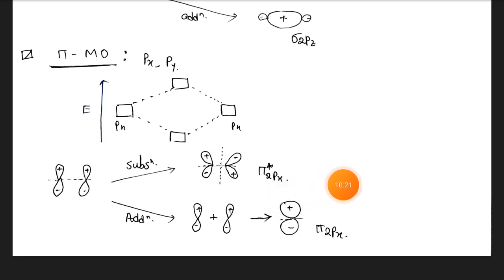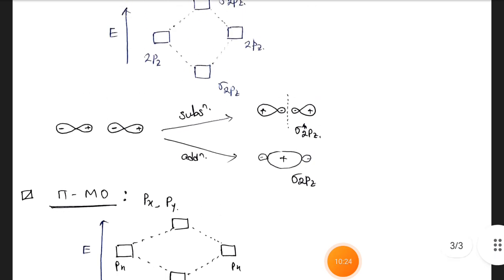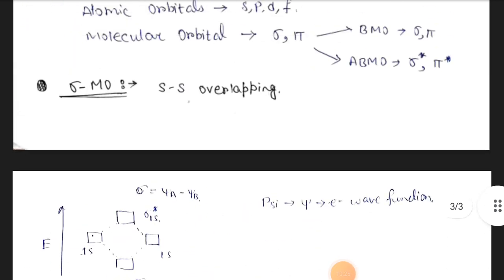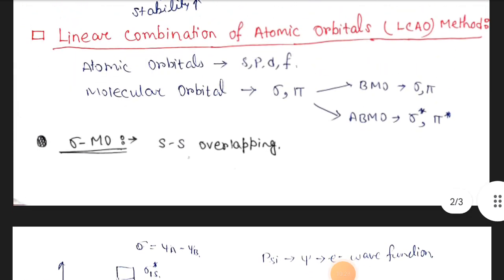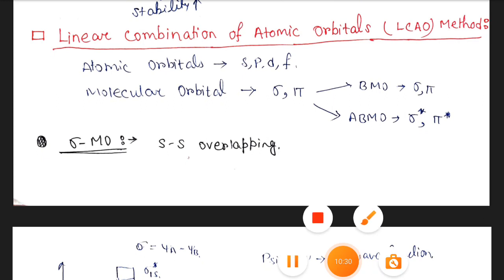So basically these are the LCAO, the linear combination of atomic orbitals. The reasons or conditions I will discuss in the next video.